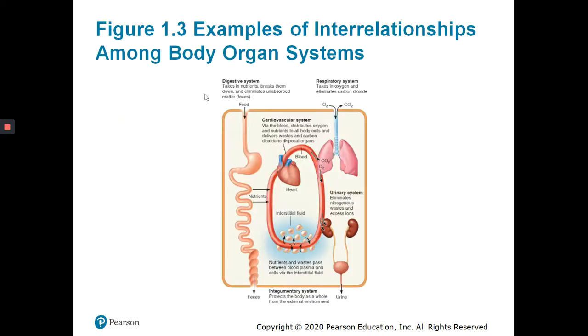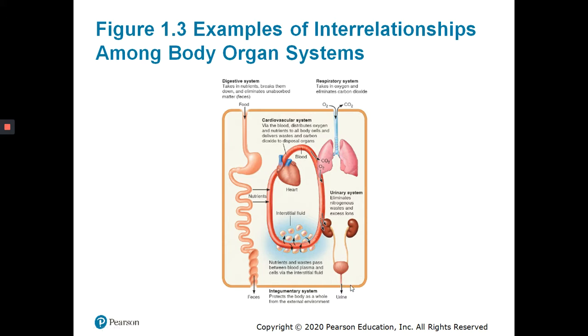Now, all of these systems are going to work together. Like we see here, we take in food through the digestive system. Those nutrients get put into the blood. The heart pumps that blood. We pick up oxygen from the lung that goes to the cells and feeds the cells. We pick up waste products, and the kidney gets rid of those for us. So all of these are going to work together to keep us alive.